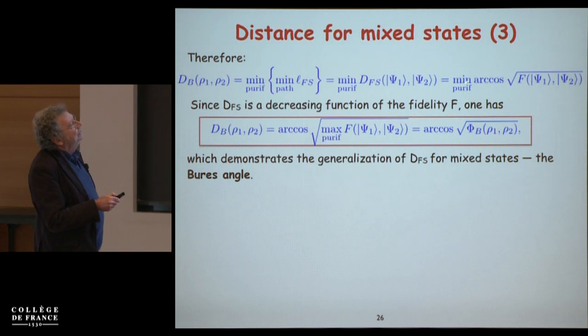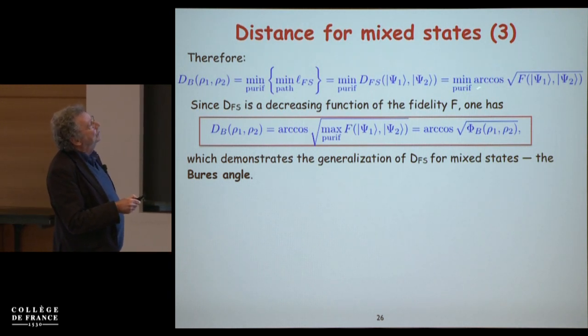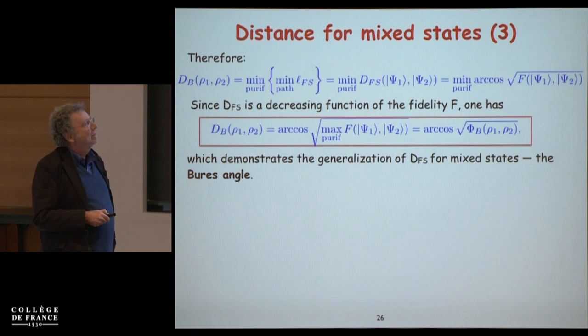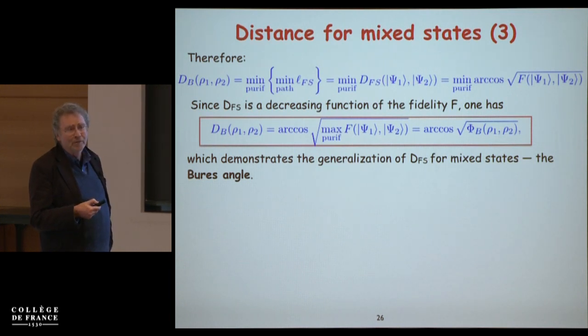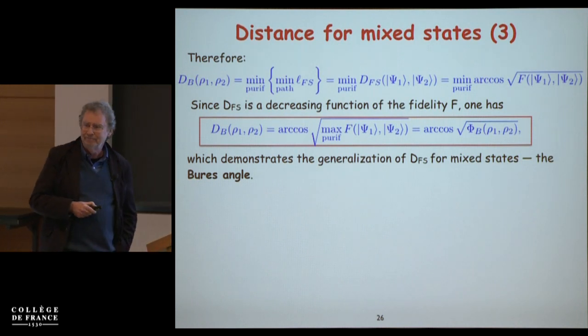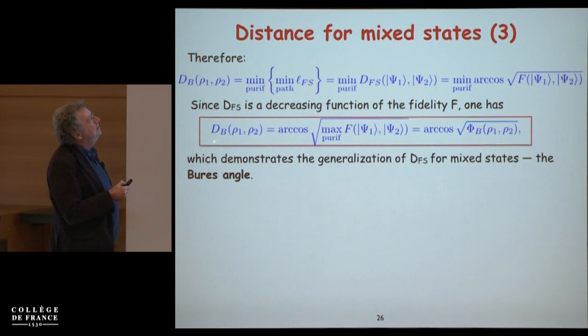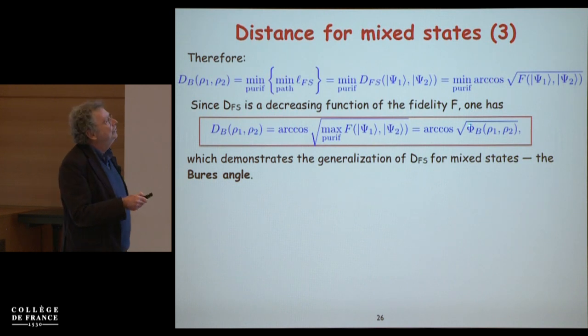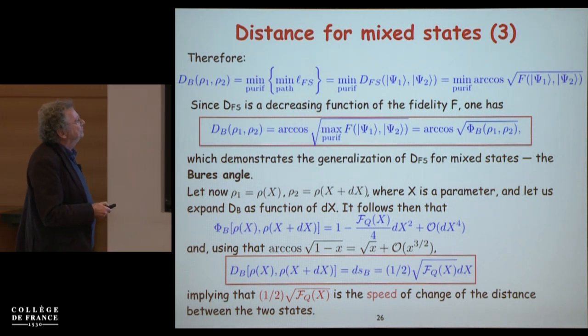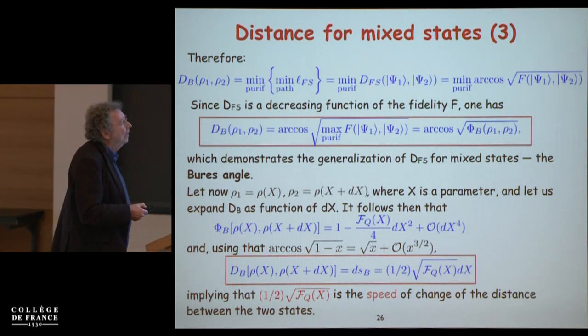And therefore, finding this minimum is equivalent to calculating the arccosine of the maximum of this fidelity over all possible purifications. But we saw before, from Uhlmann's results, that this maximum is precisely equal to the Bures fidelity. Okay? So that shows that indeed the distance between two density matrices is given by this expression, where this is the Bures fidelity.